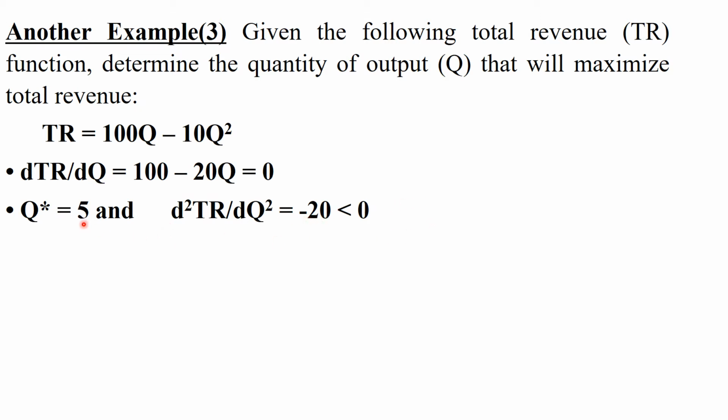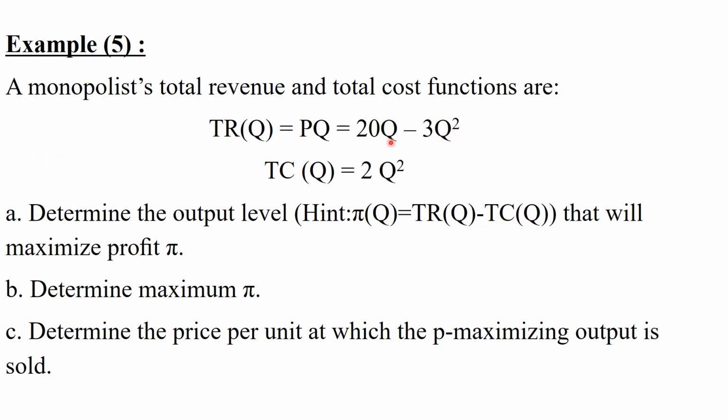It means 5 is what? Maximum or minimum? Answer me. Yes, maximum. In order to optimize the total revenue, I have to produce 5 Qs, 5 units. Not 6, not 4, 5 units. Okay, let's move to the next one.